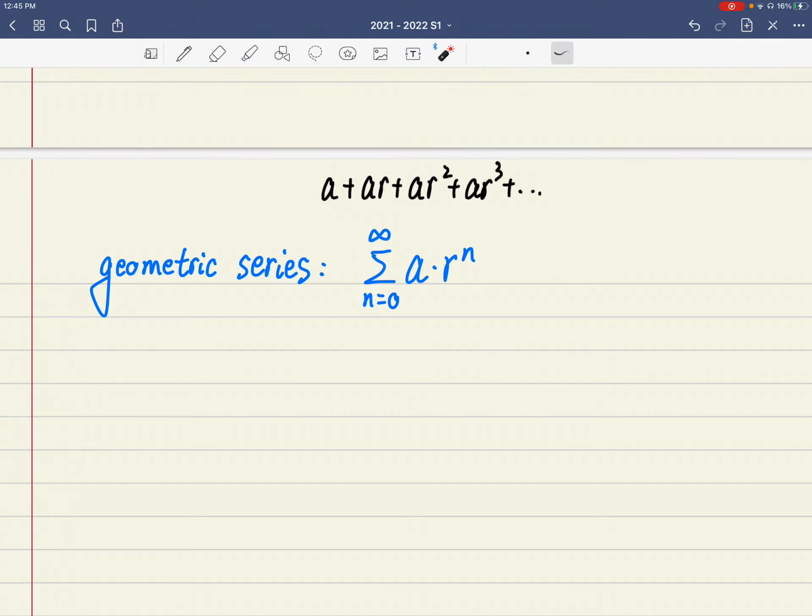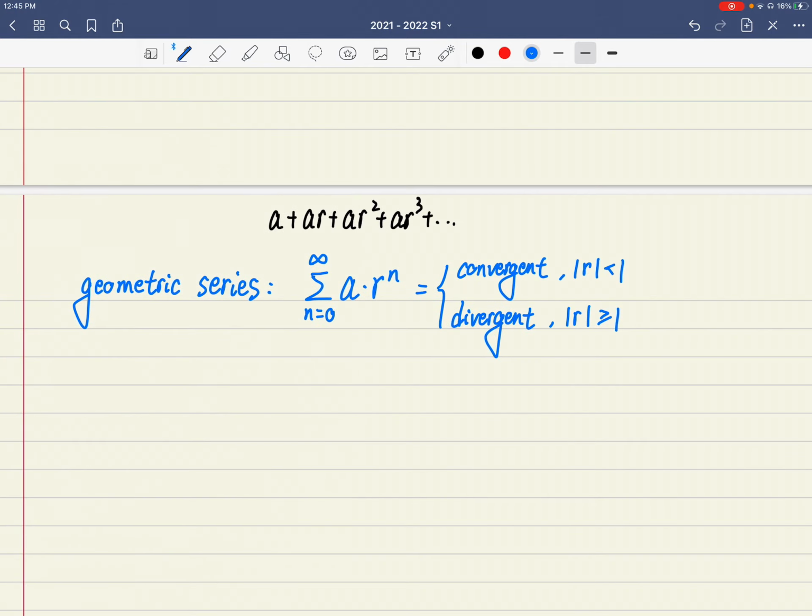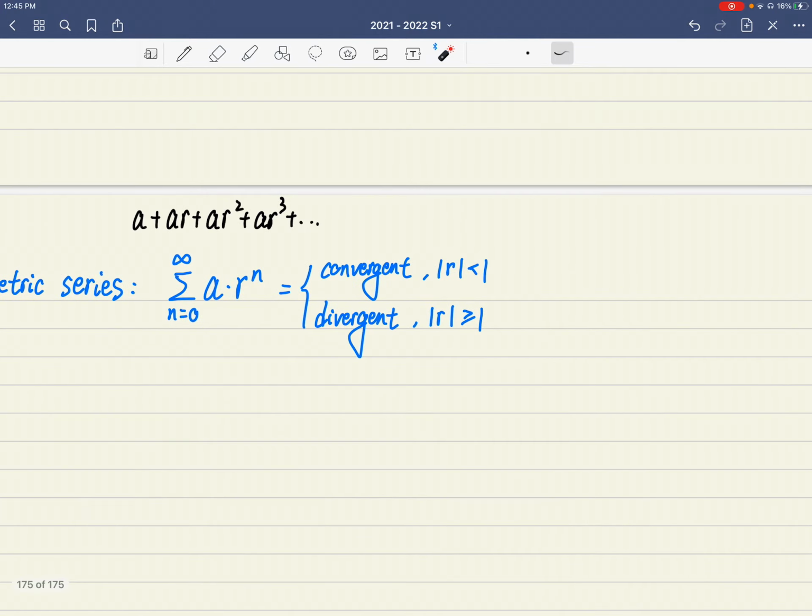So this infinite sum, this series, could be convergent or it could be divergent. It is convergent if the absolute value of r is smaller than 1. It is divergent if the absolute value of r is greater than or equal to 1. That's why it's important: if we know a series is a geometric series, we just need to look at the ratio. If the absolute value of the ratio is smaller than 1, we know it's convergent. Otherwise, it's divergent.